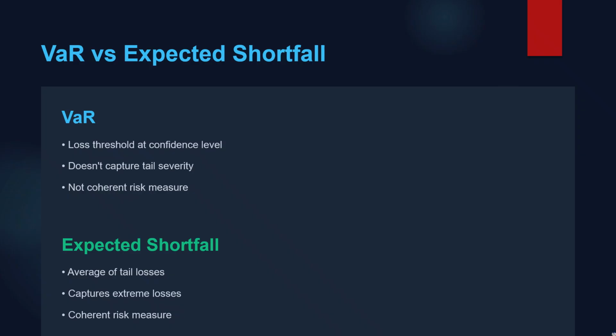Second, let's discuss expected shortfall. It represents the average of tail losses. It looks beyond the threshold and averages all the losses in that tail region. ES captures extreme losses. It incorporates information about the severity of tail events and not just the frequency of them. And also, ES is a coherent risk measure. It satisfies all four properties of coherence: monotonicity, sub-additivity, positive homogeneity, and translation invariance. We will discuss these concepts later.